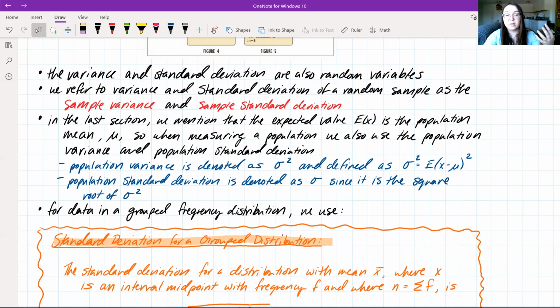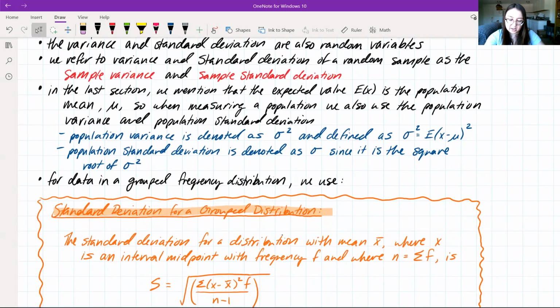So when measuring a population, we also use the population variance and the population standard deviation. These equations are essentially the same. The only thing that we change is what we call it by. So instead of S squared for our variance, we have our population variance. It's denoted as sigma squared and is defined as sigma squared is equal to the expected value of x minus mu squared. The population standard deviation is denoted as sigma, since it's just the square root of sigma squared. So once you find the variance, you just take the square root.